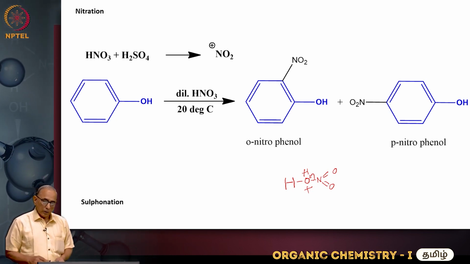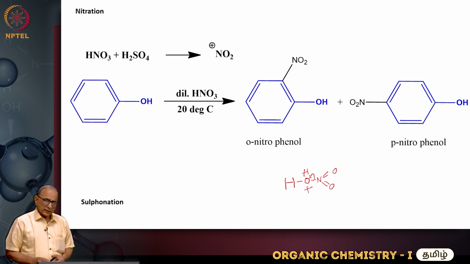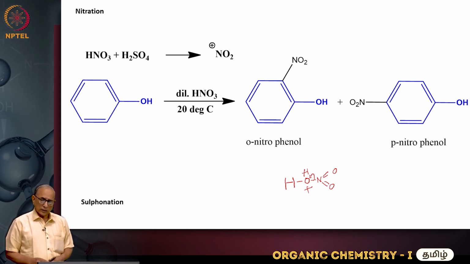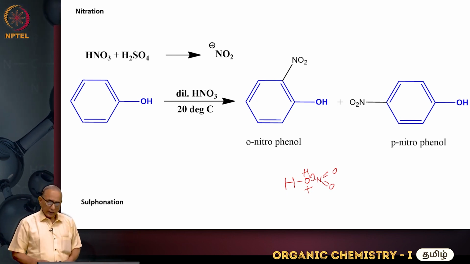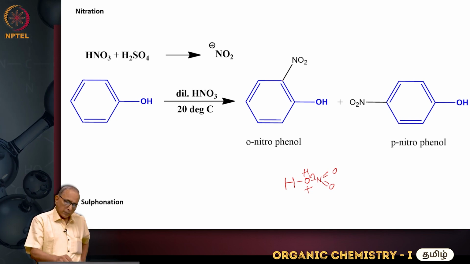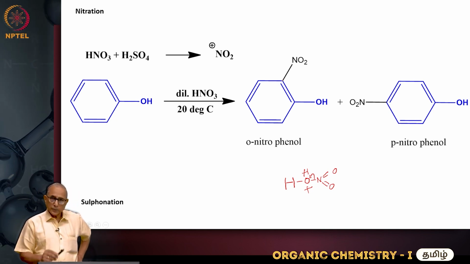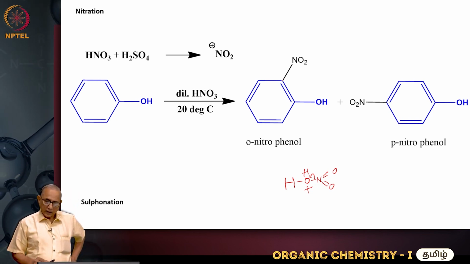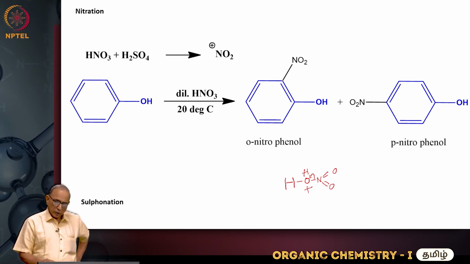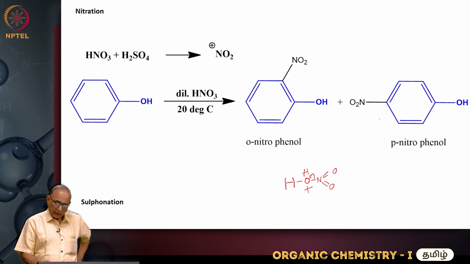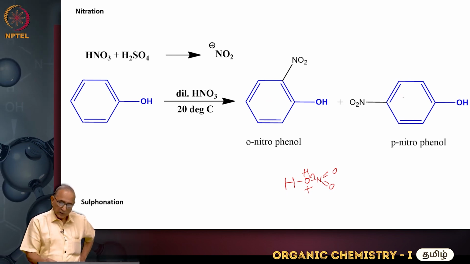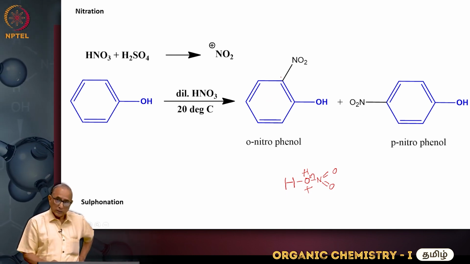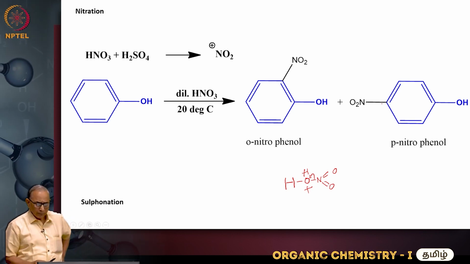The ரெண்டு காம்பவுண்டும் ப்ரொடியூஸ் பண்ணுற போது you can ask the question, இது வந்து ரெண்டும் ஒரே அமௌண்ட்டில் ஃபார்ம் ஆகுமான்னு. ஒரே அமௌண்ட்டில் ஃபார்ம் ஆகாது. ஏன்னாக்கா இங்கே வந்து 2 ஆர்த்தோ பொசிஷன் இருக்குது, இங்கே ஒரு பேரா பொசிஷன் தான் இருக்குது. தியரிட்டிக்கலி the ratio should be, this should be 2 times this. This should be formed twice as much as this, because there are 2 ortho positions. Here there is only 1 para position.